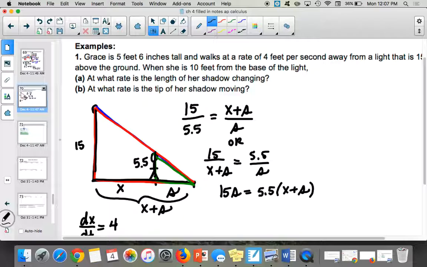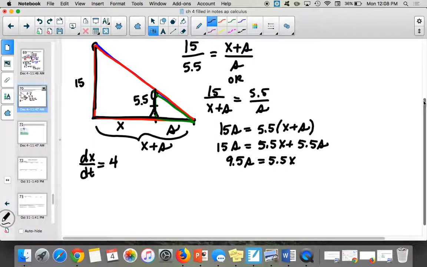Could we continue to simplify? Sure. 15s equals 5.5x plus 5.5s. Subtract the 5.5s over, and we get 9.5s equals 5.5x. You could divide by 5.5 or clear the decimals by multiplying by 10, whatever you want. This is very easy to take the derivative of now. So we get 9.5 ds over dt equals 5.5 dx over dt.